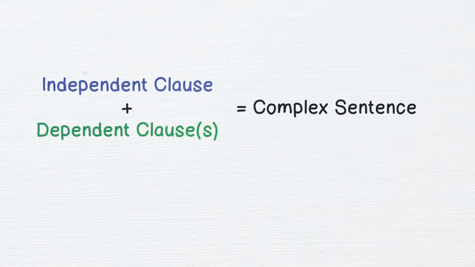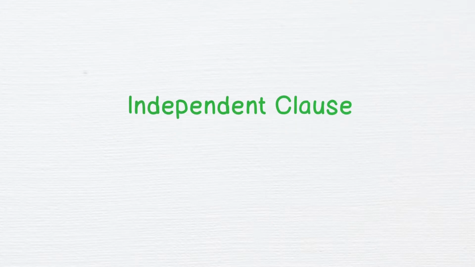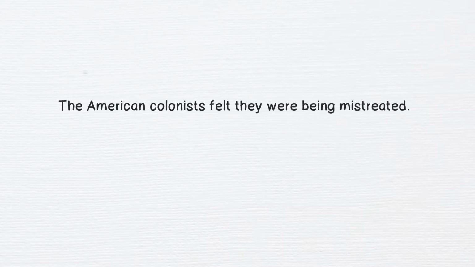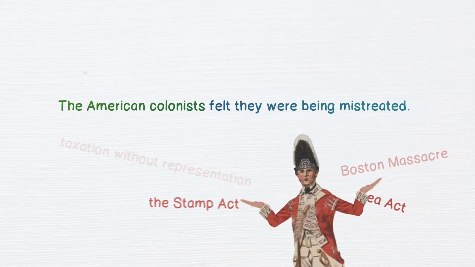a complex sentence. Anyway, an example of an independent clause would be, the American colonists felt they were being mistreated. There is a subject plus a predicate. There is some information missing from this sentence. For example, why did they feel this way?